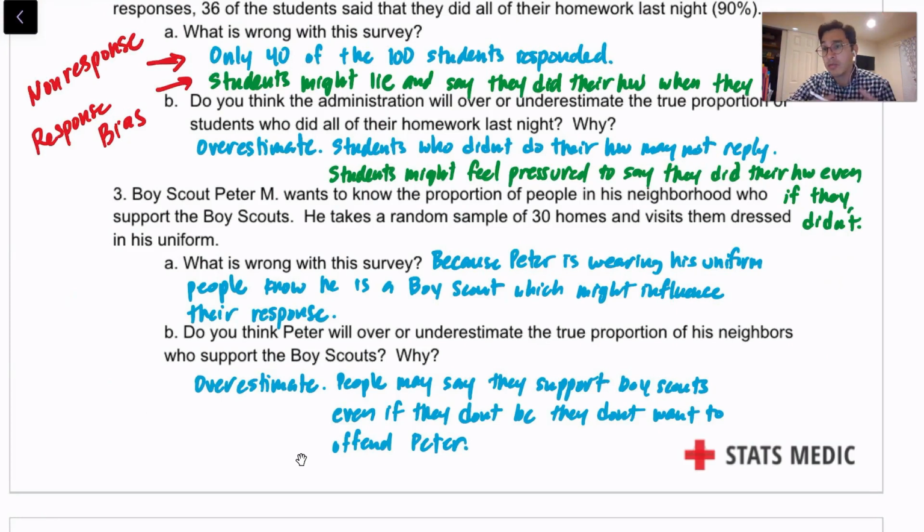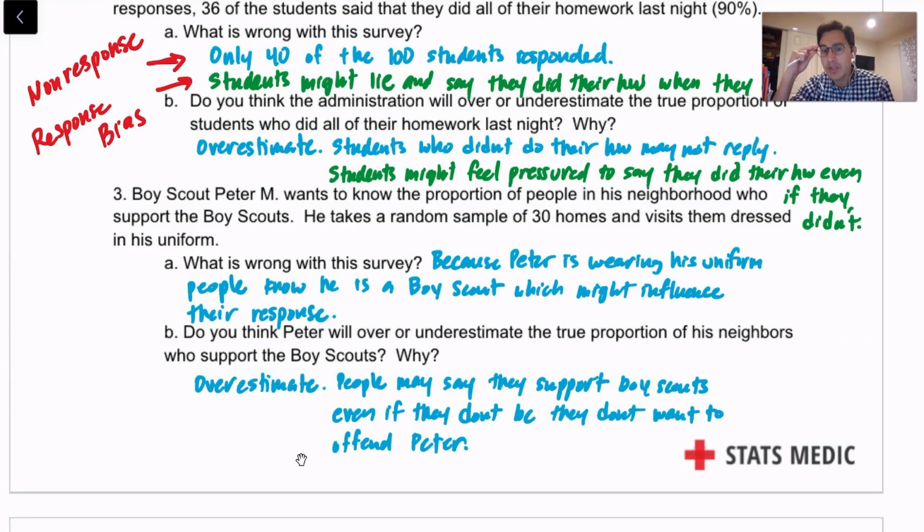Okay. So there's some good qualities of what he's doing here. He's taking a random sample, so it's not a convenient sample. But what's wrong with what he's doing? Now, a common response is to recognize that he's wearing his uniform when he goes to survey or interview these people, and the fact that he's in uniform could influence the way they respond.